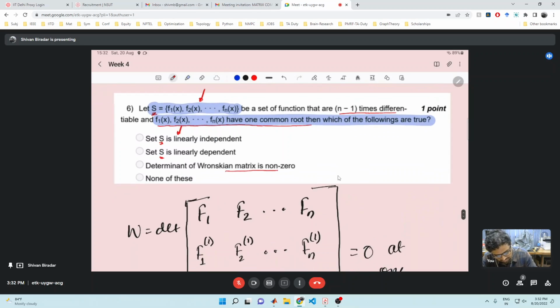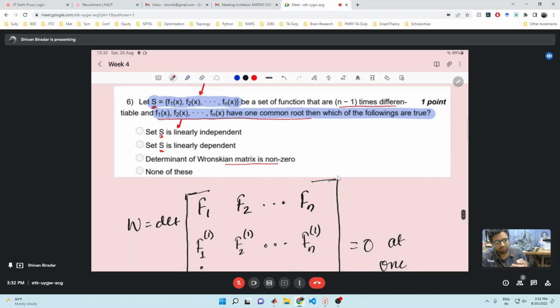I hope you remember this. I have given a brief description of the Wronskian in my previous week 2 lecture, I think. The simple thing is, if you have n polynomials and want to check whether they are dependent or independent, the standard procedure is to first form the Wronskian matrix, then check the determinant. The determinant would be a polynomial, and you have to see whether that polynomial is 0 at some point. If that is 0, then they will be dependent. If that is not equal to 0, then they will be independent.